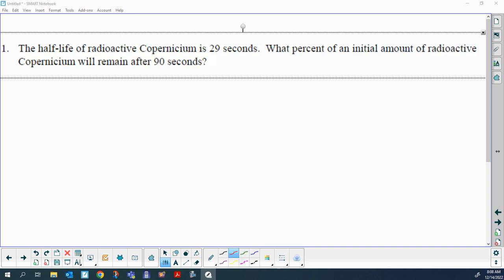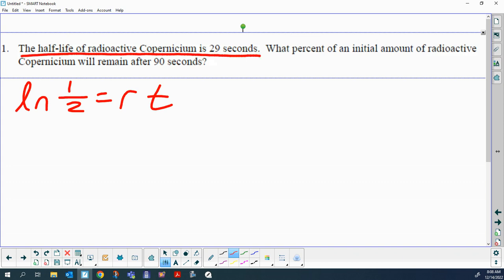Solve that. Here's a half-life formula: natural log of 1/2 equals RT. That's the first formula you've got to know. It's 1/2 because it's a half-life. We're going to use that with the first sentence to figure out R.